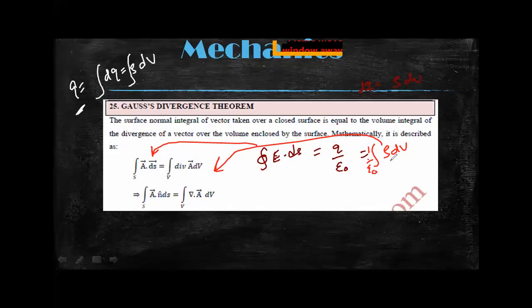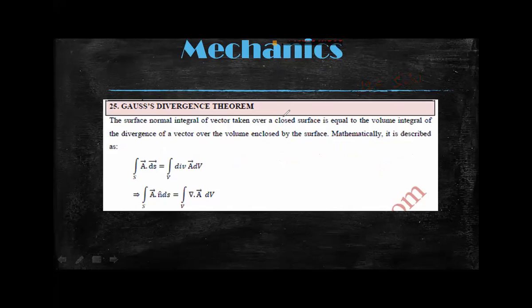So what I'm writing here is divergence V, it's like rho dv. Okay, so this came from here. Now I am going to clear it. I spent time to explain the importance of this, so this came into the picture.